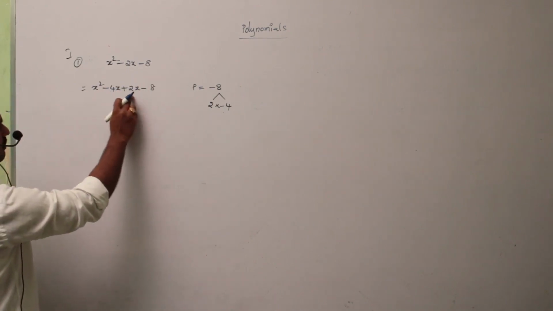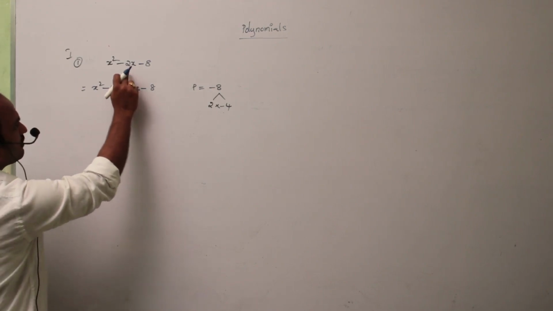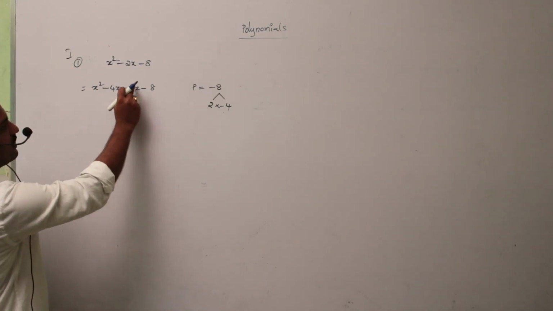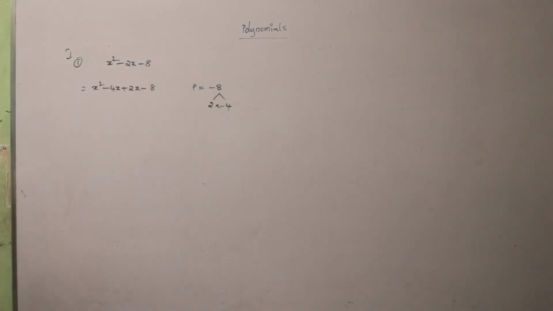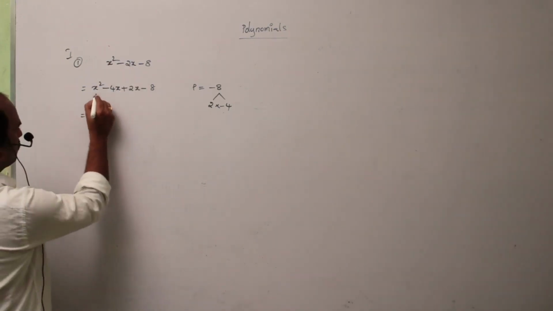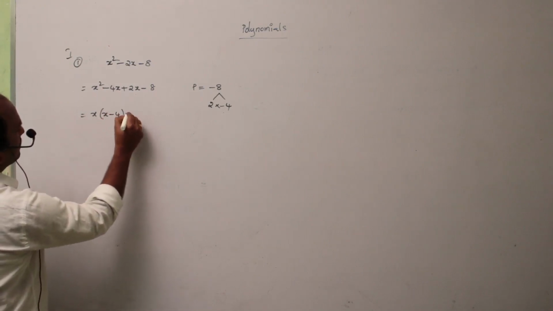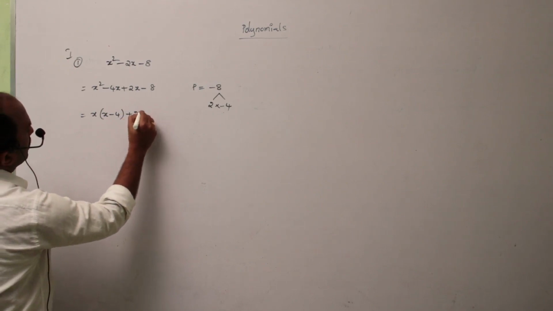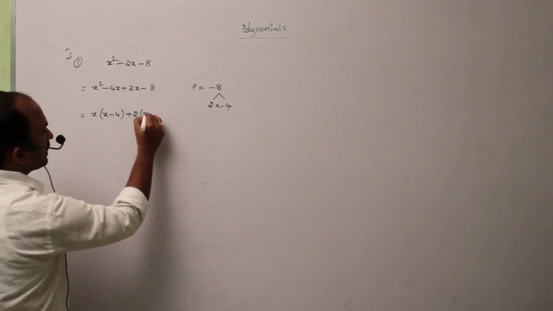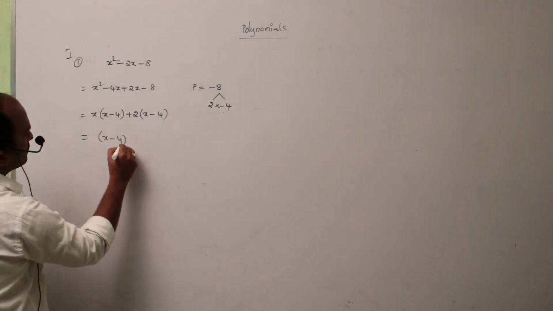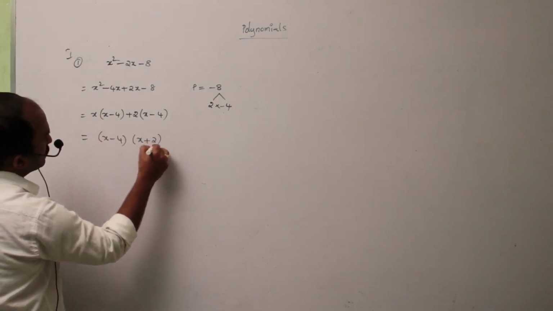This is very important. After adding these two, you must get the middle term including sign. Minus 4x plus 2x is minus 2x. Now we have to take common. Taking x as common, the remaining is x minus 4. Next, taking 2 as common, the remaining is x minus 4. Totally we get x minus 4 into x plus 2.